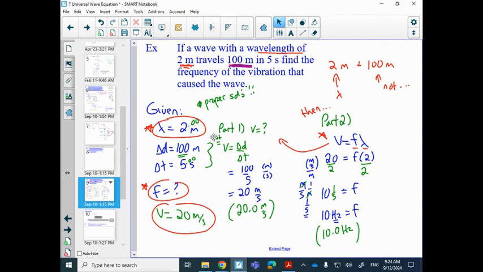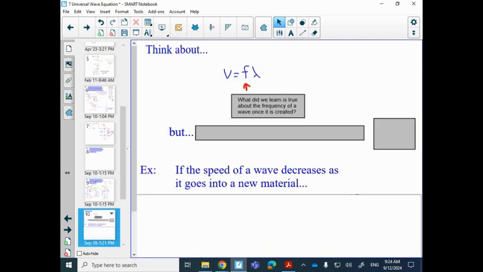Okay. So hopefully that's making sense. All right. So a neat application of this.